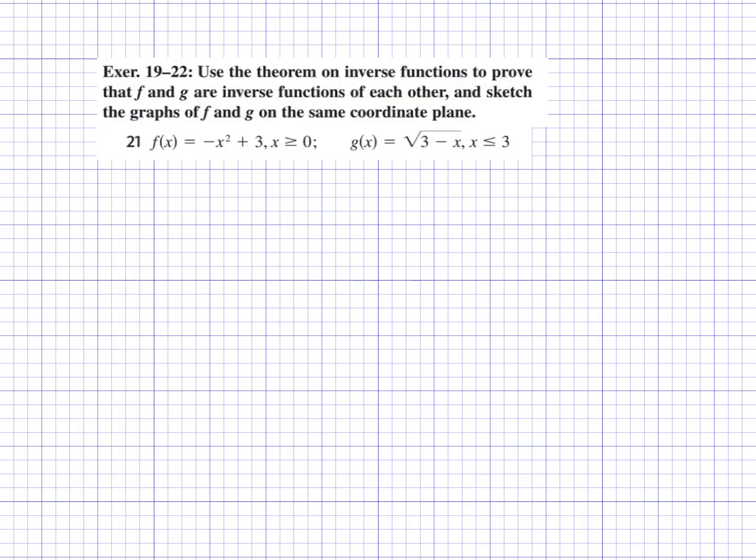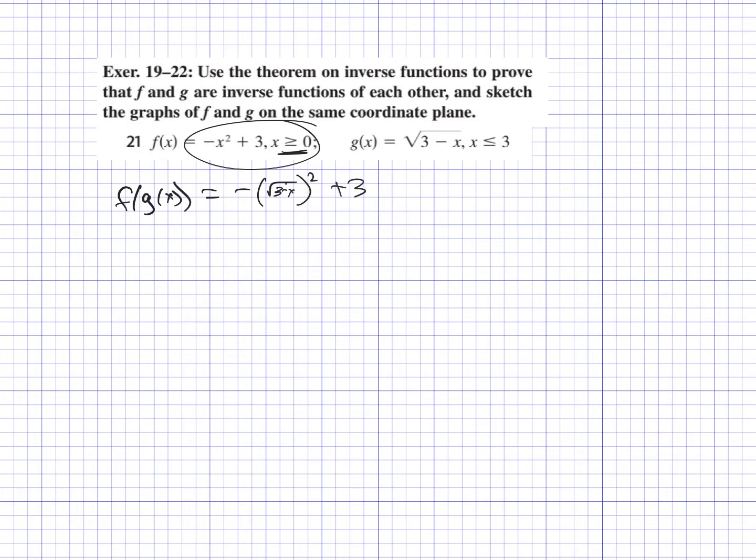Let's move on. All right, 21. Use the theorem. We're doing the same thing here. So let's just do it real quick. F of g of x. Okay, let's plug it in. So wherever x is in this function, we've got to plug the g of x in. So negative square root of 3 minus x. Notice it says that x has to be greater than 0. There's a purpose for that.